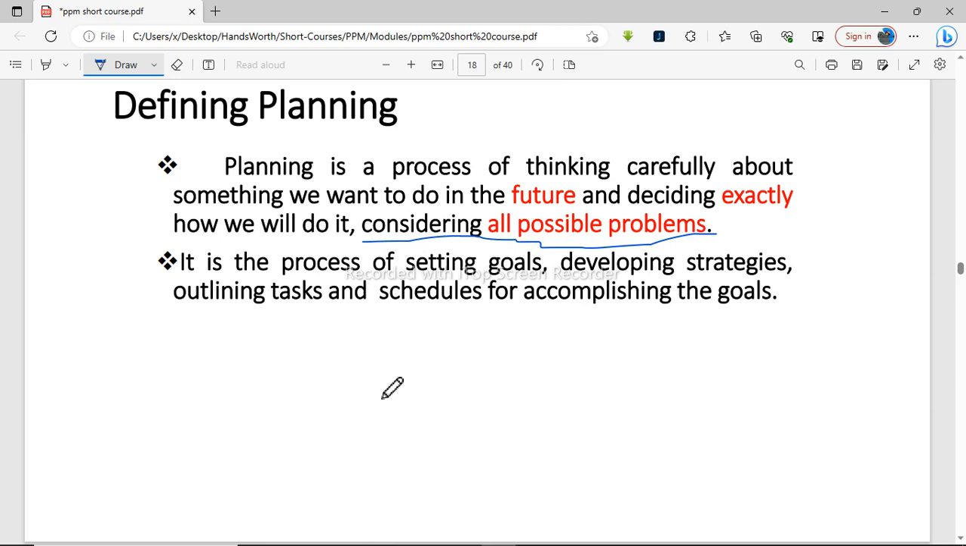Planning, again, in other terms, can be considered as a process of setting goals, developing strategies, and outlining tasks and schedules for accomplishing the goals. Okay, so you have this goal that you want to achieve. Now you have to find out what strategies I can put in place to ensure that as I am implementing this project, I end up accomplishing this goal. Apart from that, you also have to come up with what activities, what tasks are supposed to be involved for me to be able to implement this given project.